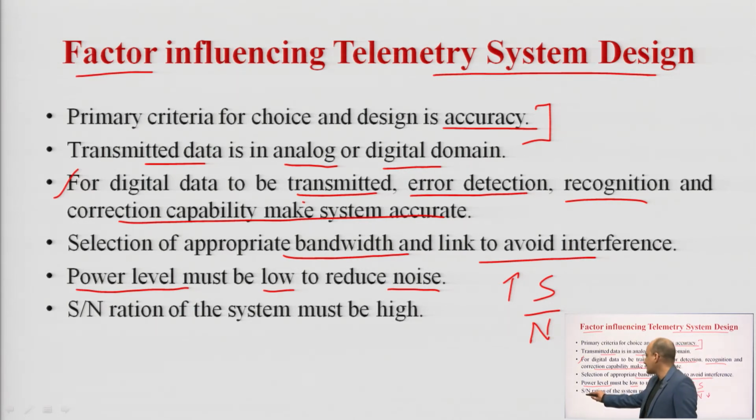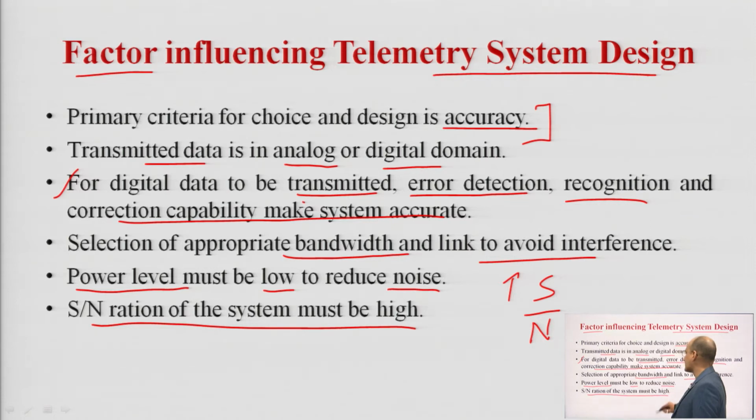Then the signal to noise ratio for the system must be high. I already told you that the signal to noise ratio of the system must be high, because if the signal to noise ratio is high, it means the signal is high and the noise power is low, because S by N is directly the ratio of the signal power to the noise power. It means if the signal to noise ratio is high, the signal power is high and the noise power is low.